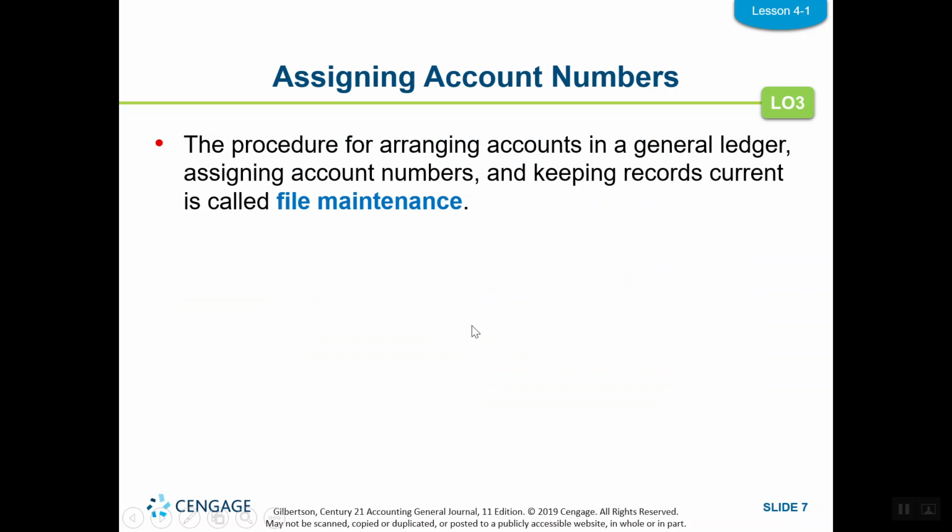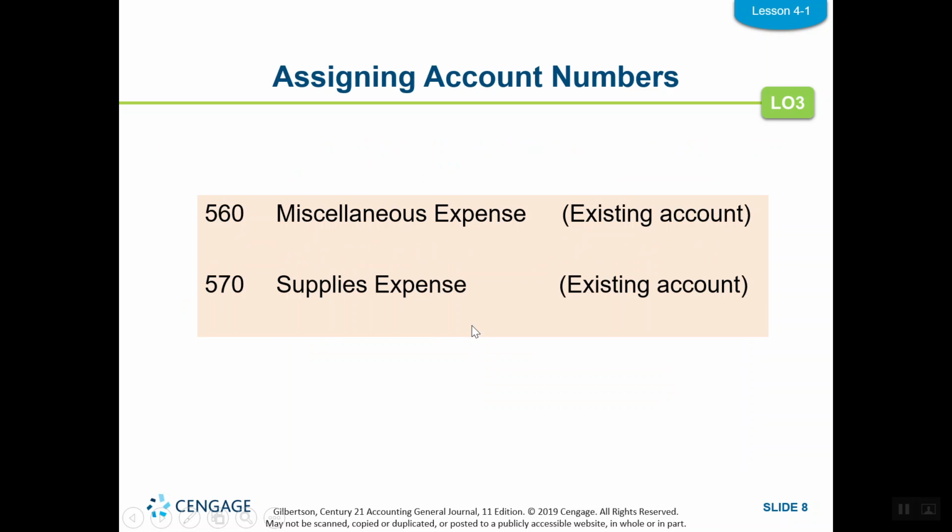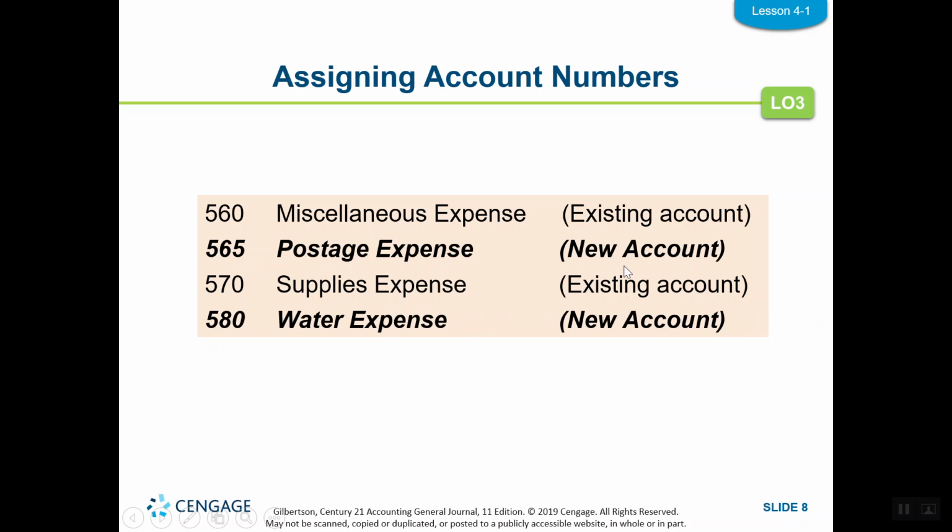Now, the procedure for arranging accounts in a general ledger, assigning account numbers, and keeping records current is called file maintenance. Okay, so here we have an existing miscellaneous expense account, number 560. We have a supplies account, 570. Okay, we have to add postage expense. So you'll see that's why we counted by 10. We're able to put postage expense where it belongs. We give it the 565. Postage expense is the new account. Okay, if it just goes at the end, we just again put it by 10 and we add it to the end.